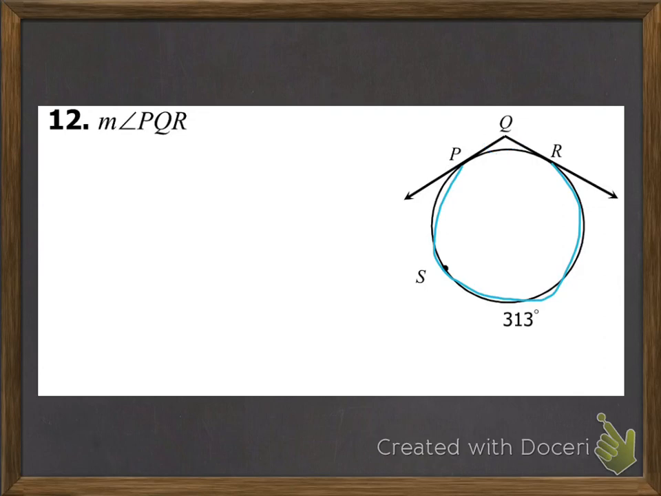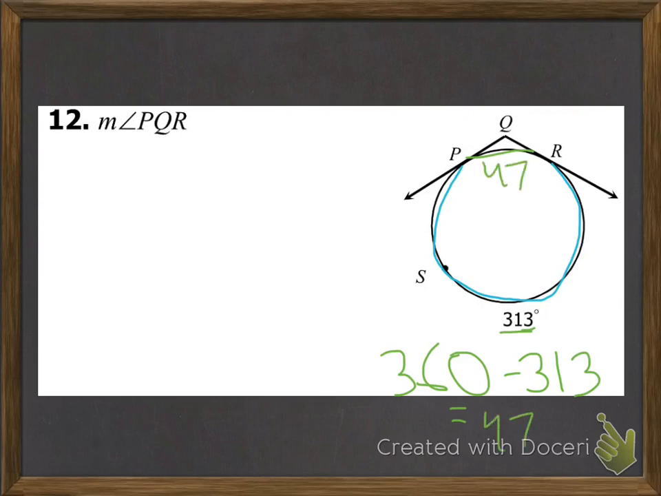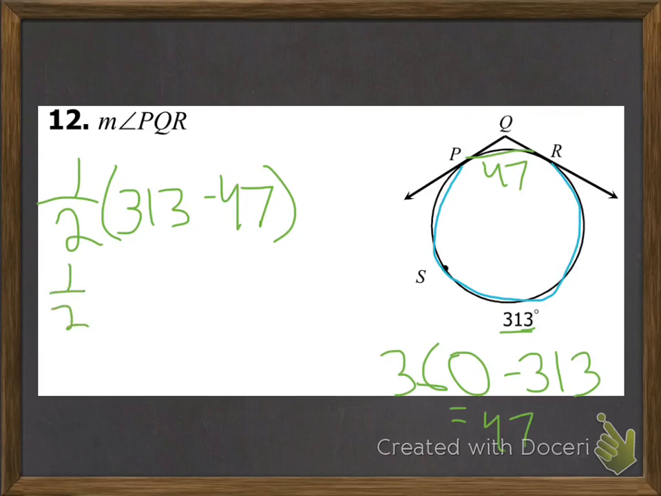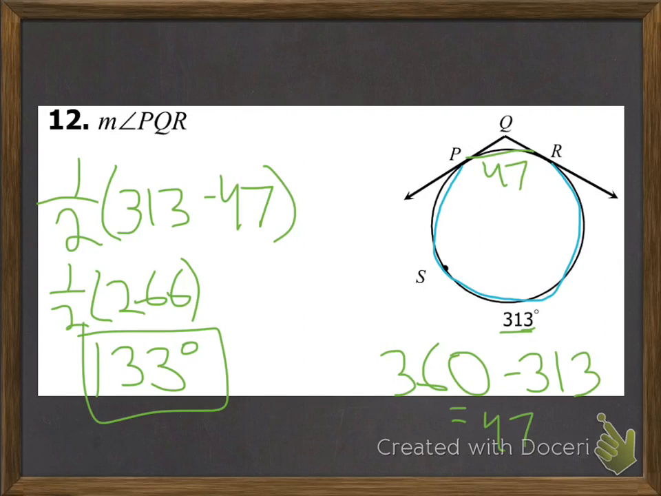I need to know what the measure of this arc is going to be before I can even find the angle. So to find the measure of that green arc, once again, you're going to have to do 360 minus the arcs you do have, which is 313. So 360 minus 313 is going to get you 47. So that little green arc right there is going to be 47. So now we can find our angle. 1/2 times 313 minus 47. You're going to get 1/2 times 266. And then your final answer will be 133 degrees.